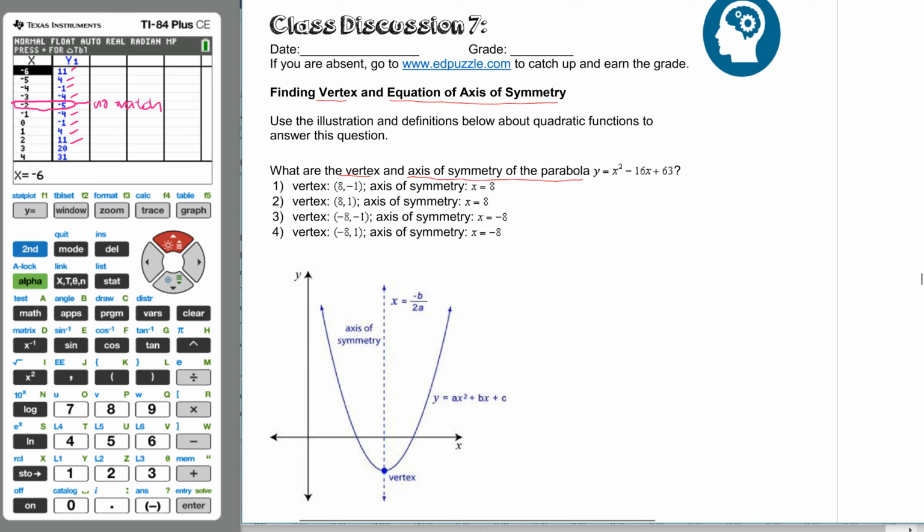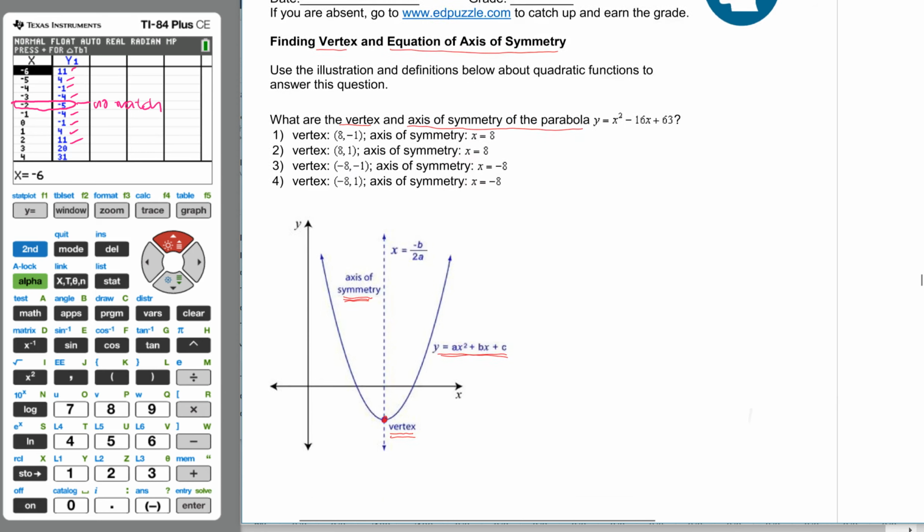So if this is the graph of the parabola, the lowest point that we have discussed is actually where the vertex is. And when you draw a vertical line that is passing through the vertex, we call that the axis of symmetry. Now you're given this function here, y equals ax squared plus bx plus c. That is the standard form of the quadratic equation. Now let's read the definition first.